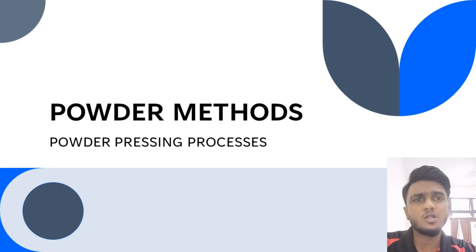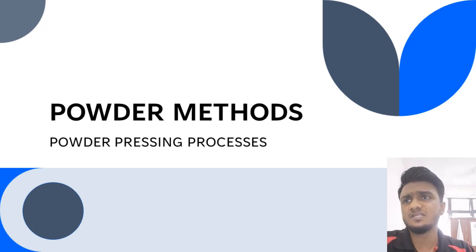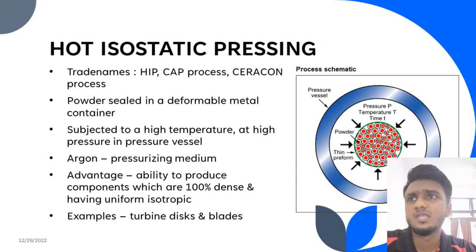Today I would like to talk about powder methods, specifically powder pressing processes. There are two powder pressing processes. First, hot isostatic pressing. There are a few trade names for this process, which are HIP, CAP processes, or Ceracon processes.